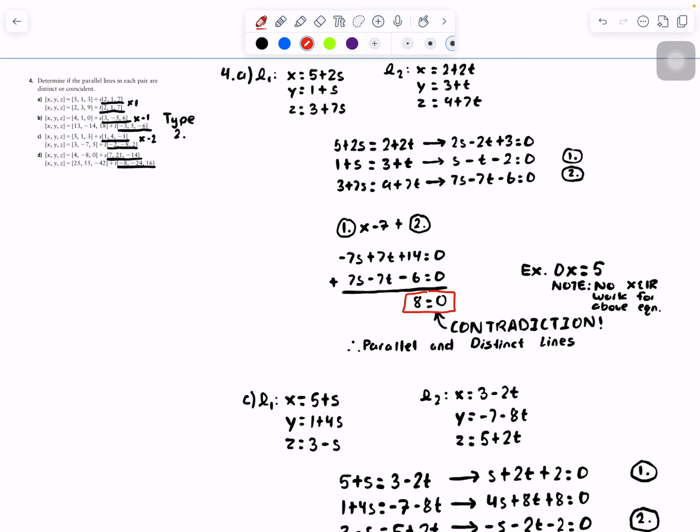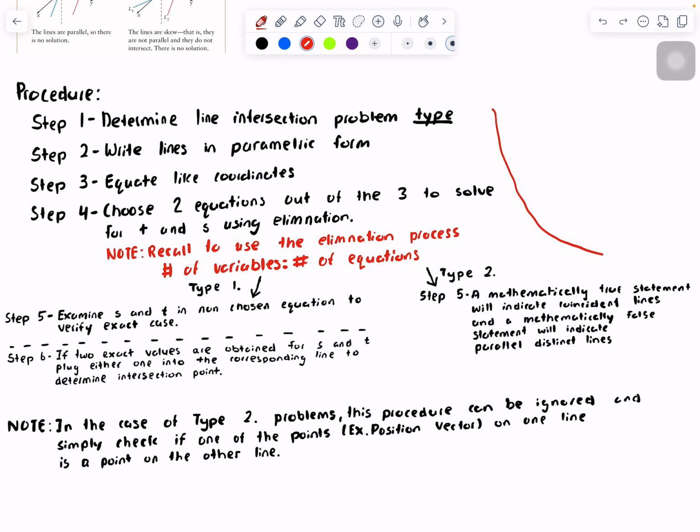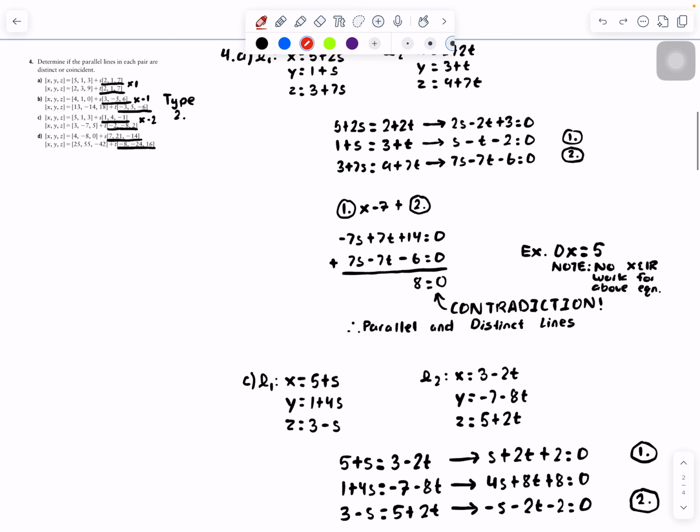Okay. Once this elimination process was done, though, I got a mathematically false statement. So now I've realized this is a type 2 problem, so I had to go down this following tree. And then I realized I got a mathematically false statement. 8 does not equal 0, obviously. I wrote contradiction. So then that means these are parallel and distinct lines.